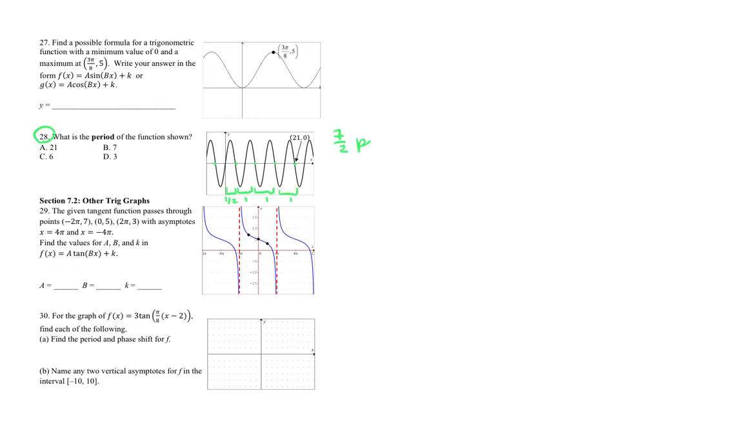so I have 7/2 periods, and that happens when x is equal to 21. So what I think I'll do is divide my length of 21 by the 7/2 periods that occur, and that should give me that we have 6 periods that occur in this function.